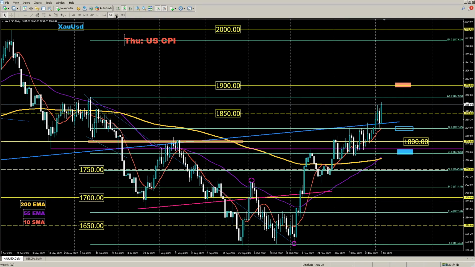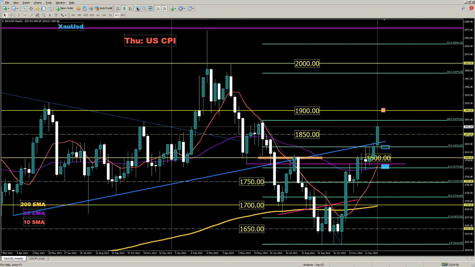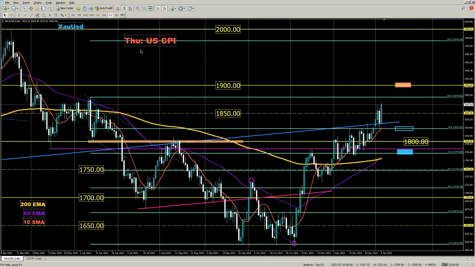Let's take a look at the weekly time frame. And that's the bullish breakout here, bullish candle here, trying to target this swing high area. And this week there's the US CPI data on Thursday, so we'll see how that's going to impact the US dollar price action.